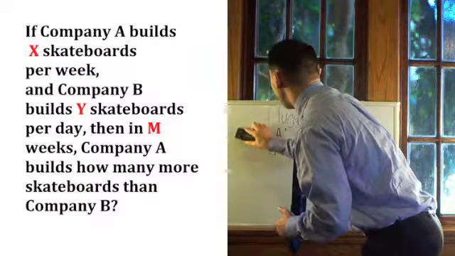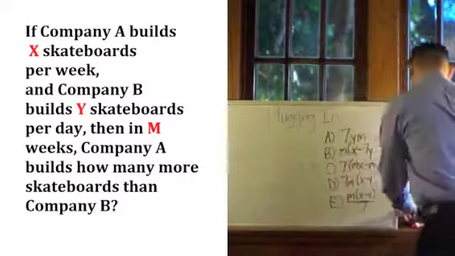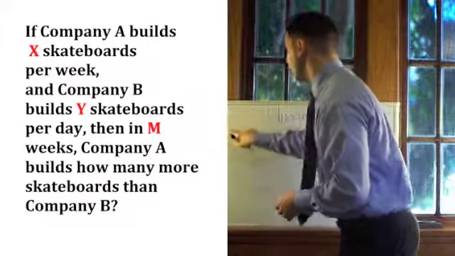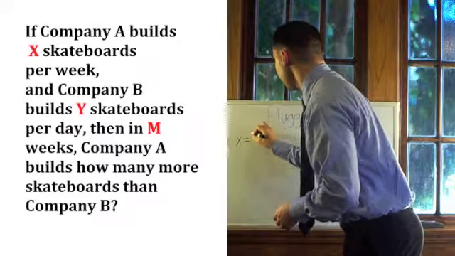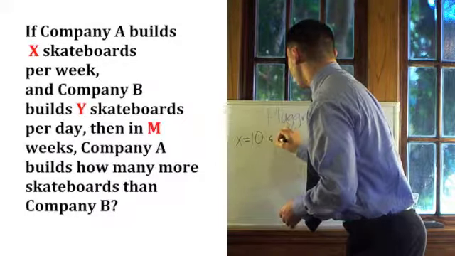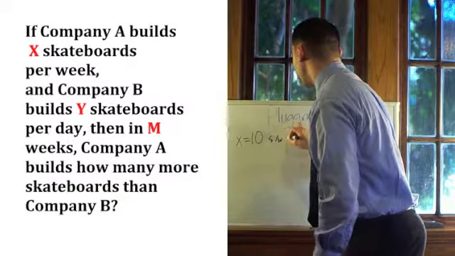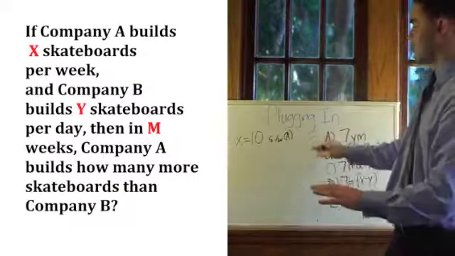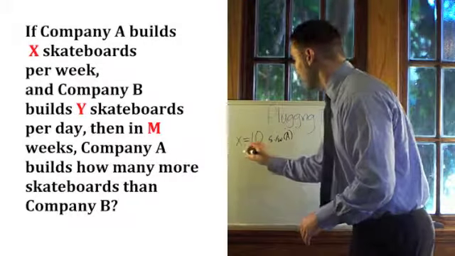We're trying to figure out, company A builds how many skateboards per week? Let's do a nice round number like 10. So we're going to say X equals 10 skateboards per week for A. This is my own little notation. You don't need to worry about doing the same thing. The important thing is X equals 10.